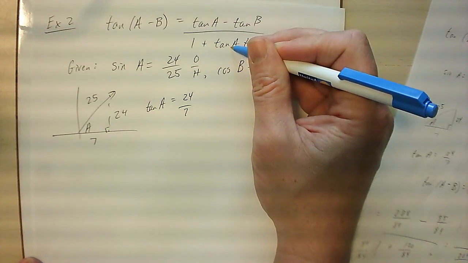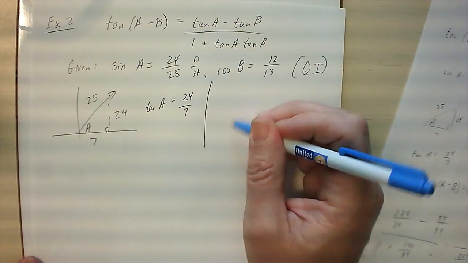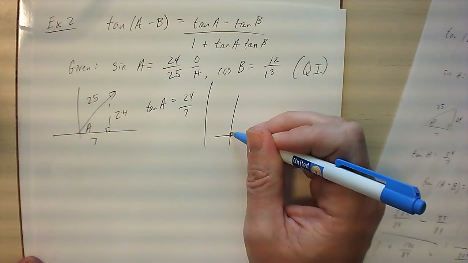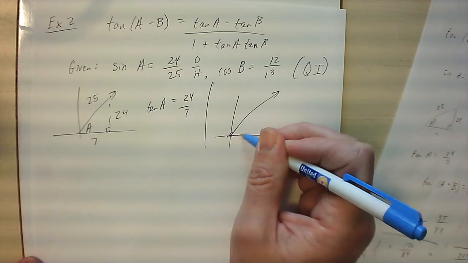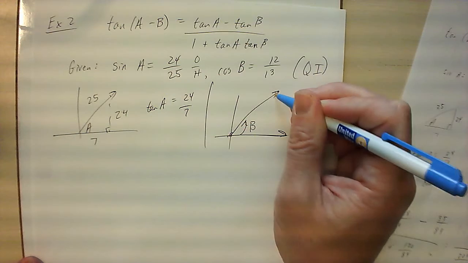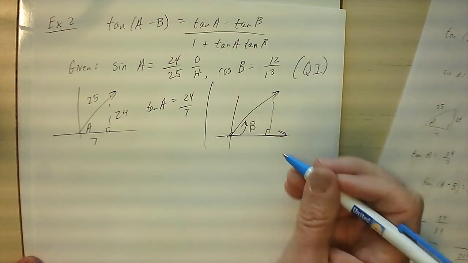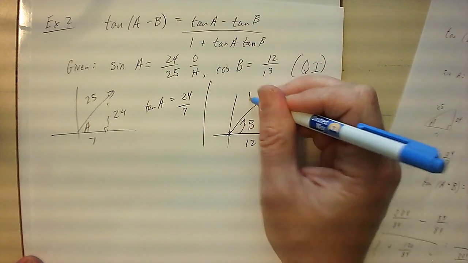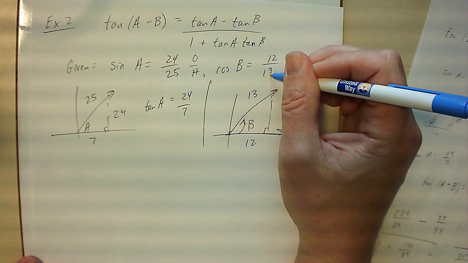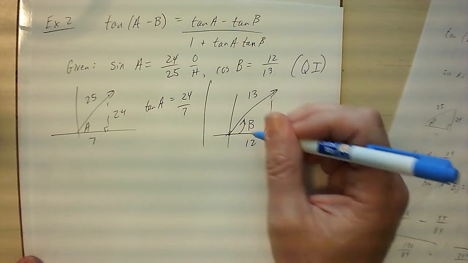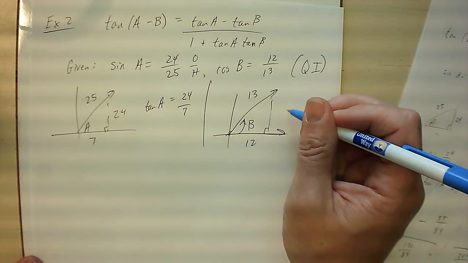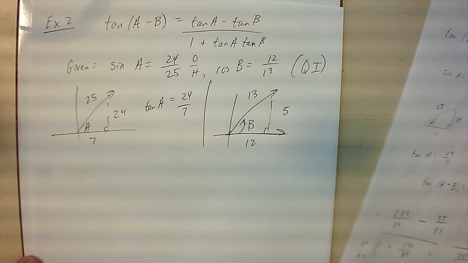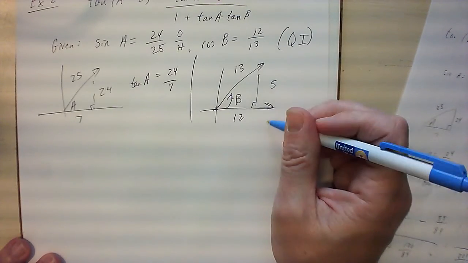Okay, those 2 spots. What about angle B? Also in quadrant 1, right? Rotating over, here's angle B. All right, so that's going to be adjacent over hypotenuse. Okay, once we do the math and figure out what this missing side is, we'll come up with 5. Okay, now we can find tangent of angle B.